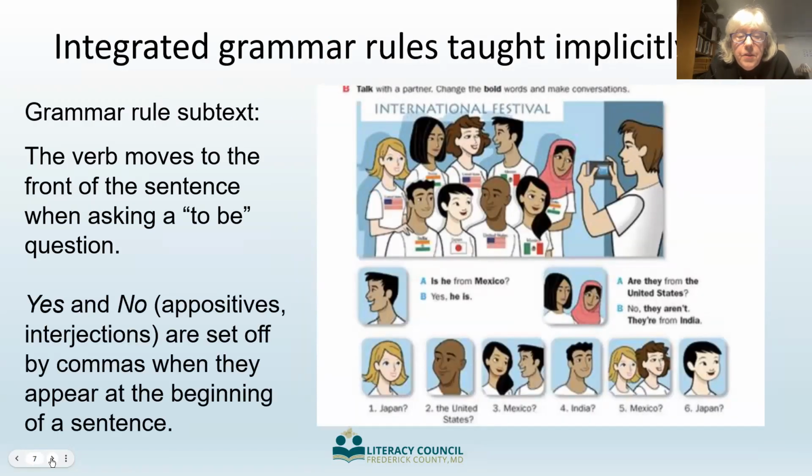This example from the Ventures lesson implicitly demonstrates two grammar rules. First, when asking questions, the verb precedes the subject. And second, when starting a sentence with an interjection or an appositive, the word is set off by a comma. Obviously, we don't try to overtly teach these rules at this level. We just model and repeat and rely on the student to pick up on the pattern.